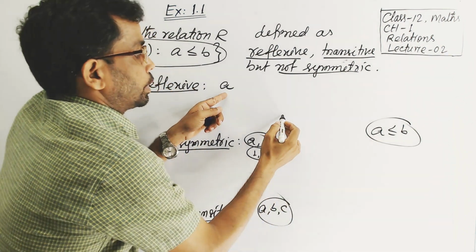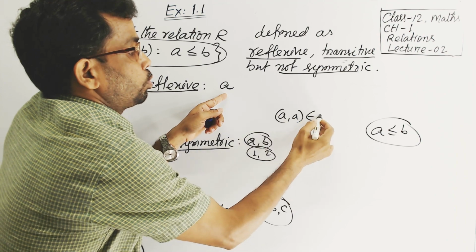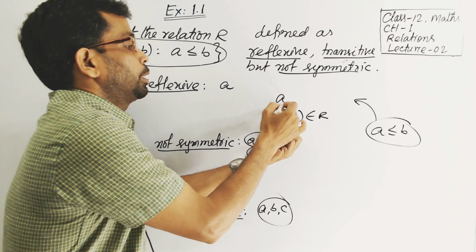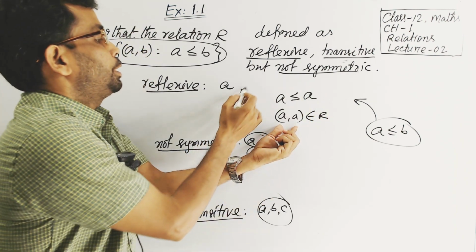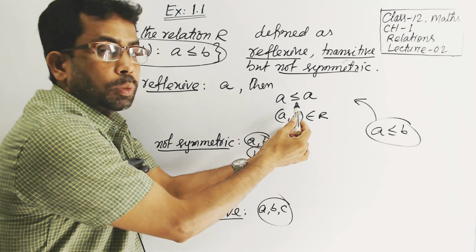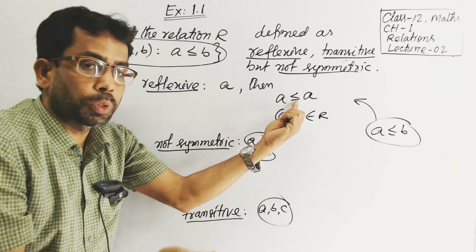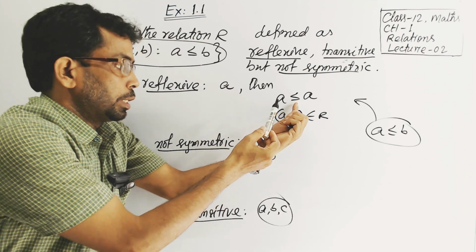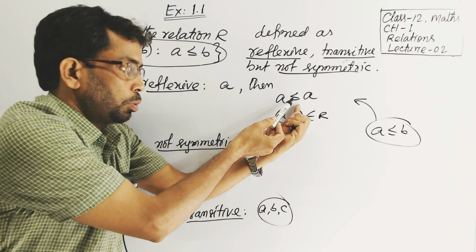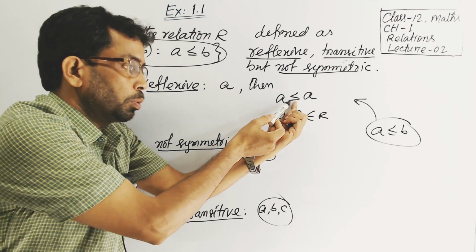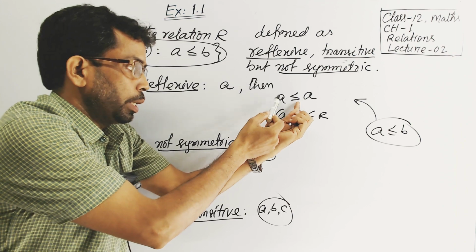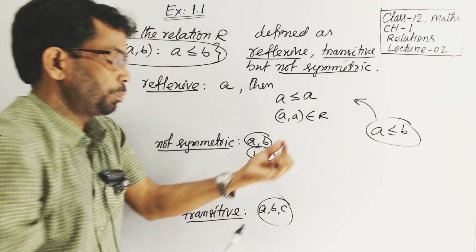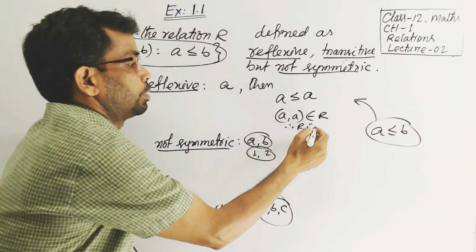Now this is the condition, and if the pair (a, a) is to be in the relation, then a and a must satisfy this condition. That means a must be less than or equal to a, and it is true. Less than or equal has two conditions; if either one is true, we can accept it. a less than a is not true, but a equal to a is true here. So a equal to a is true, then (a, a) belongs to the relation. It satisfies this condition, and therefore the relation R is reflexive.